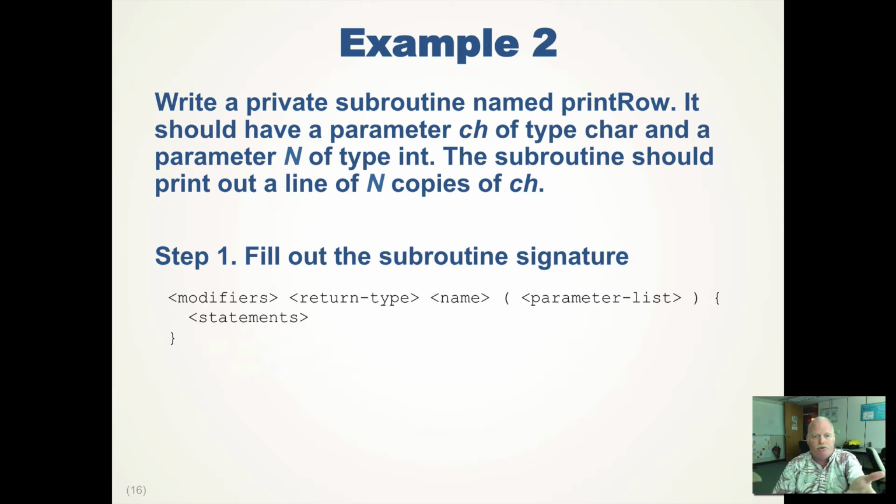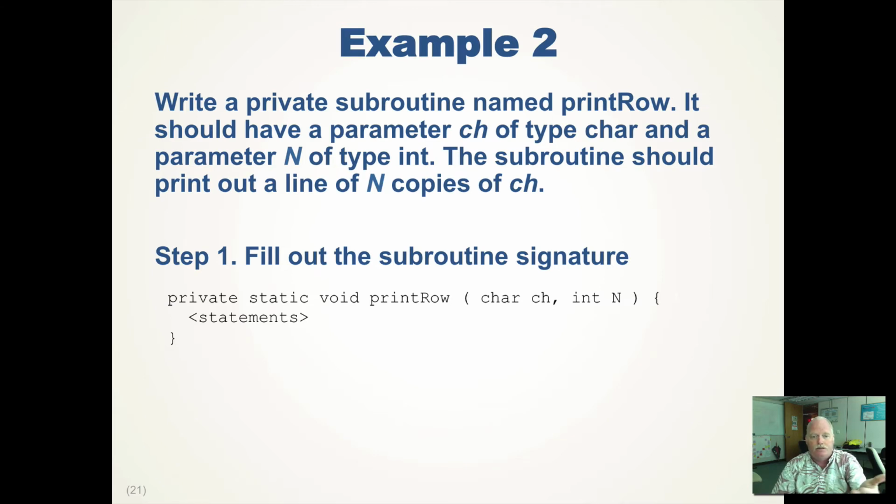Well, they told us that it's a private subroutine, so it's going to be private static because we're using static. Again, does the description say we need to return anything? No, so the return type is void. They told us what the name is, it's print row, and they told us what parameters there are. So the first one is ch of type char, and then we have n of type int, right? Type first, name of the parameter, type name, so char ch, int n. And then we have the statements.